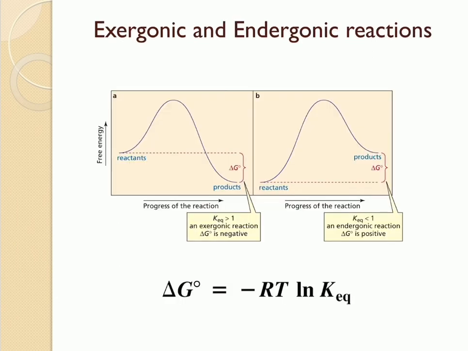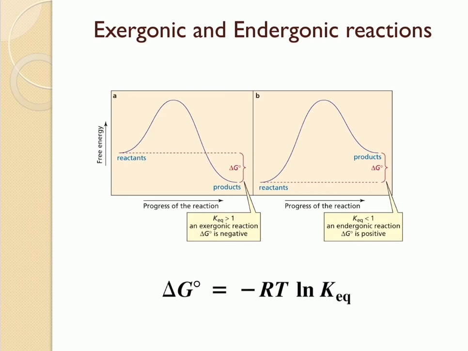Exergonic and endergonic reaction. A reaction in which the products are more stable than the reactants is said to be an exergonic reaction. In the exergonic reaction, the products are going to have lower energy compared to that of the reactants. Here, the K equilibrium is going to be greater than 1, and delta G is going to be negative.